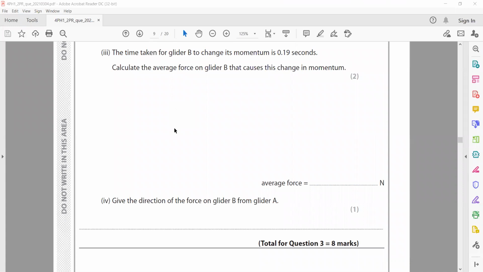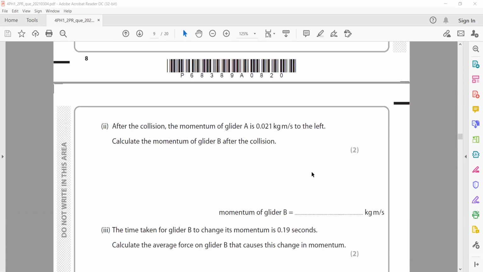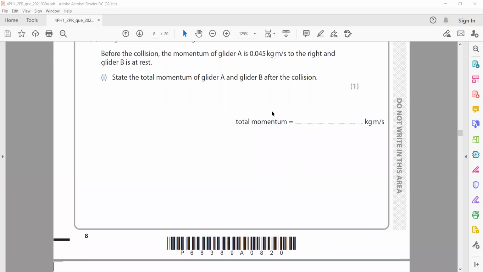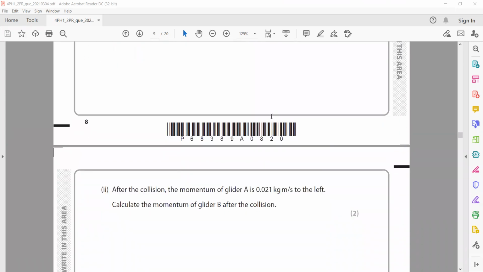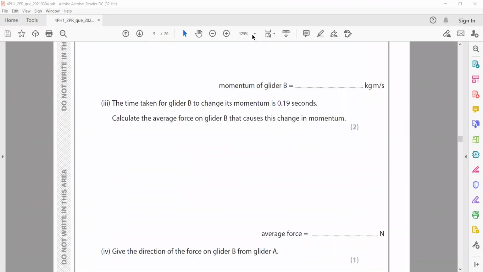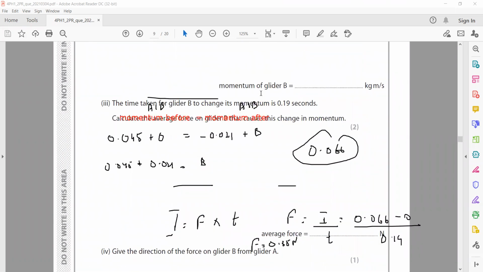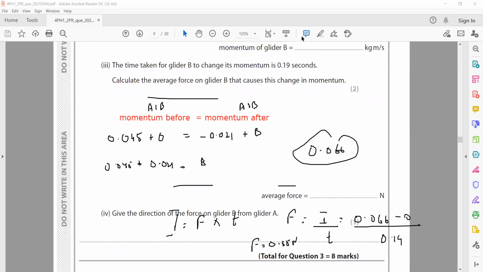Give the direction of force on glider B from glider A. So from glider A to glider B, when we calculate this force, we are getting a positive answer, and from the beginning we took the right hand side as positive, so we are getting a positive answer, which means the direction of the force is towards the right hand side.